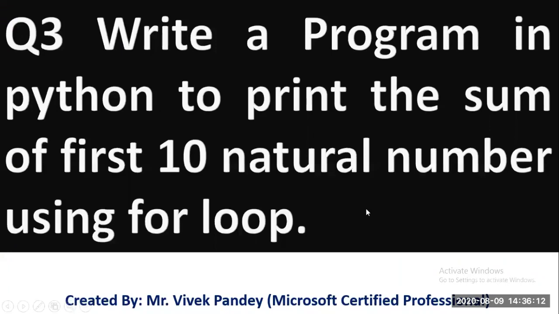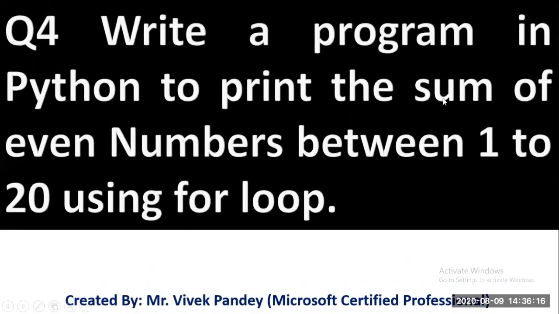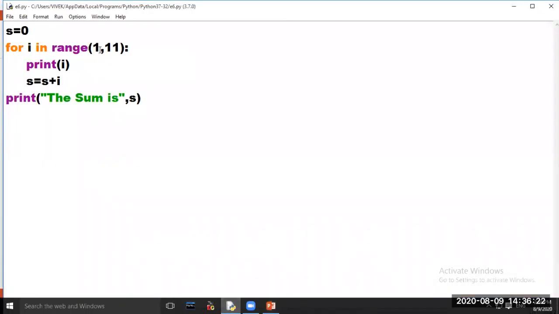Now our next program is to write a program in Python to print the sum of even numbers between 1 to 20 using for loop. Open Python software. First even number is 2. So our starting value will be 2 and we have to stop the loop at 22 and we have to give the increment of 2.